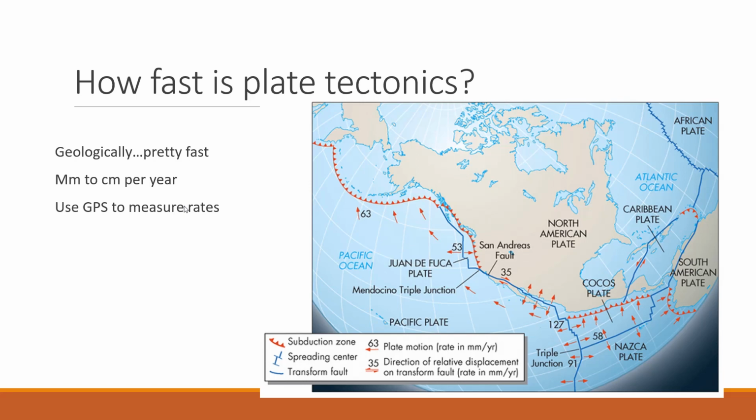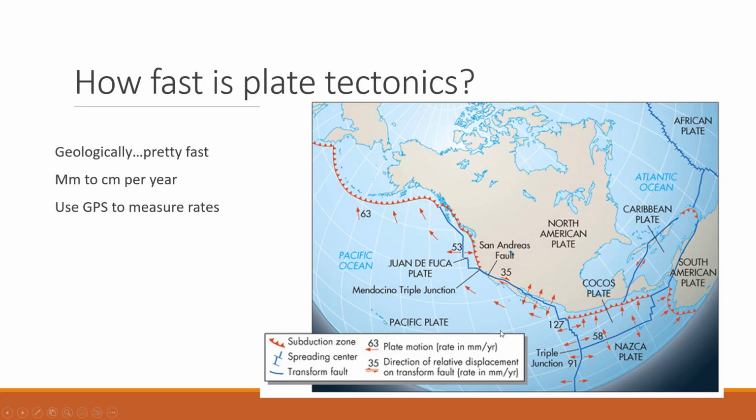So how fast is plate tectonics? Geologically, this actually happens pretty fast. So we're talking millimeters to centimeters per year. Are you going to be able to go out and look at a plate do this? No. But in some of these places, you could go out and take a GPS measurement from one year and then take the next year, and there's a difference. So we can use very sensitive GPS to measure these rates.